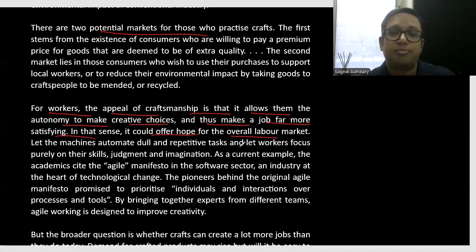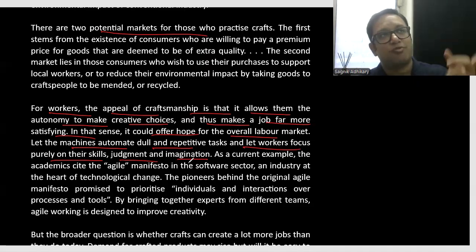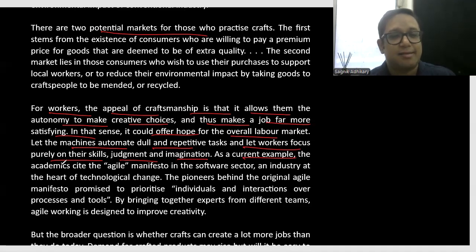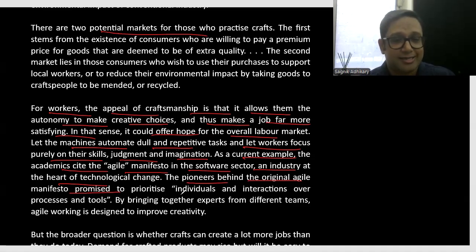In that sense, it could offer hope for the overall labor market. Let the machines automate dull and repetitive tasks and let workers focus purely on their skills, judgment, and imagination. So let workers focus on creative tasks and machines automate those tasks which are dull, boring, repetitive. As a current example, the author cites the Agile Manifesto in the software sector, an industry at the heart of technological change. The pioneers behind the original Agile Manifesto promised to prioritize individuals and interactions over process and tools. By bringing together experts from different teams, Agile working is designed to improve creativity.